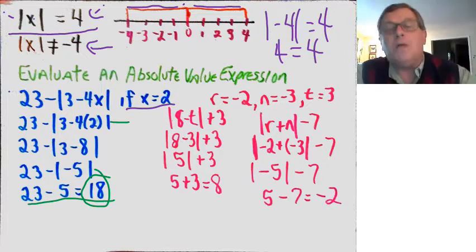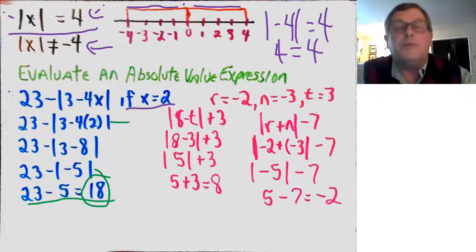Now let's look at a couple more. They're giving us the values of three variables: R equals minus 2, N equals minus 3, and T equals positive 3. Looking at the one on the left, 8 minus the absolute value of T plus 3. We're asked to evaluate that expression. So we substitute in the 3 for the T, and we've got 8 minus the absolute value of 8 minus 3 plus 3.